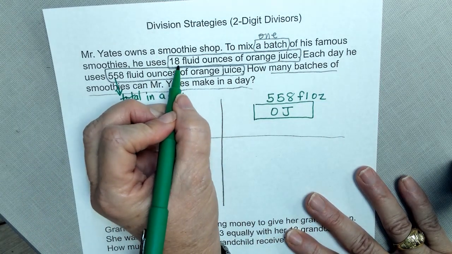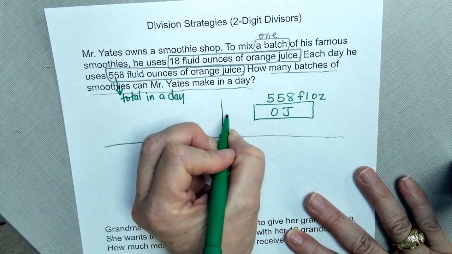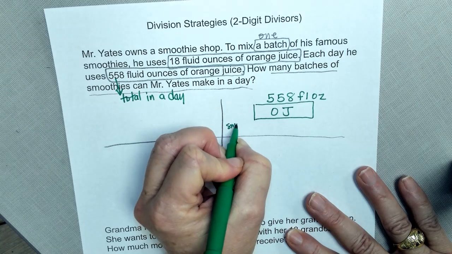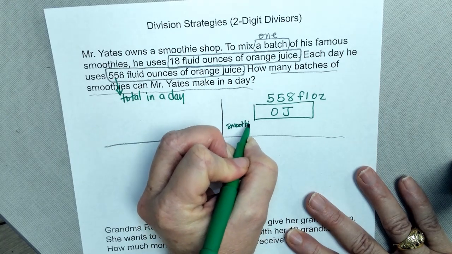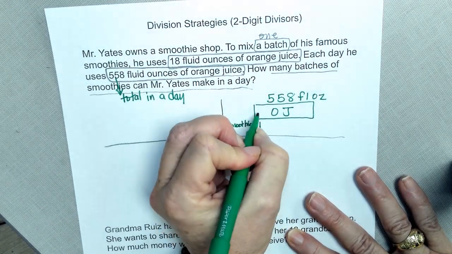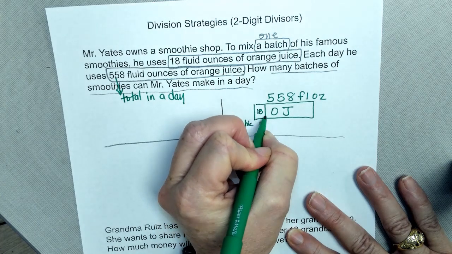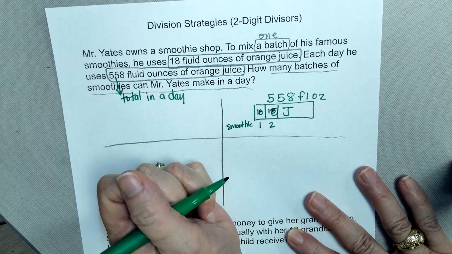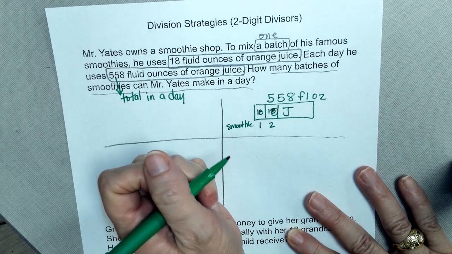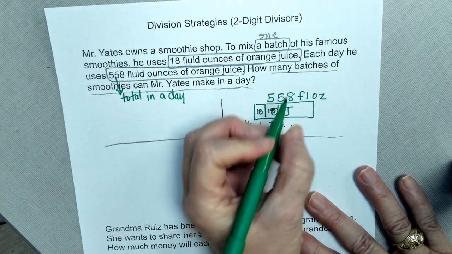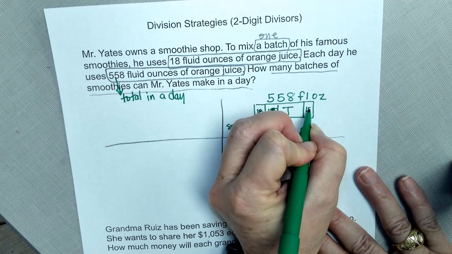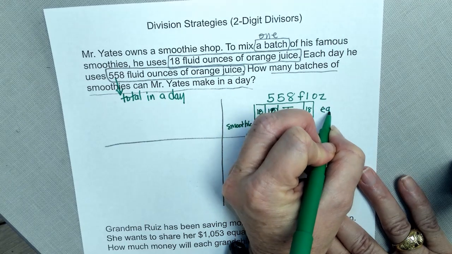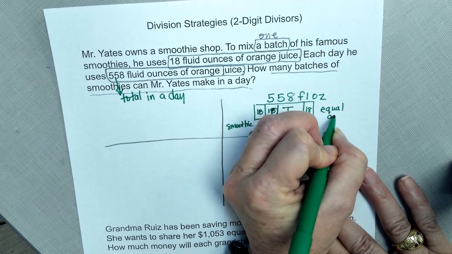He's going to make smoothies. So every time he makes a smoothie, he uses 18 ounces. He makes another smoothie, he uses another 18 ounces. And he's going to continue to do that, 18 every time. So these are equal amounts.